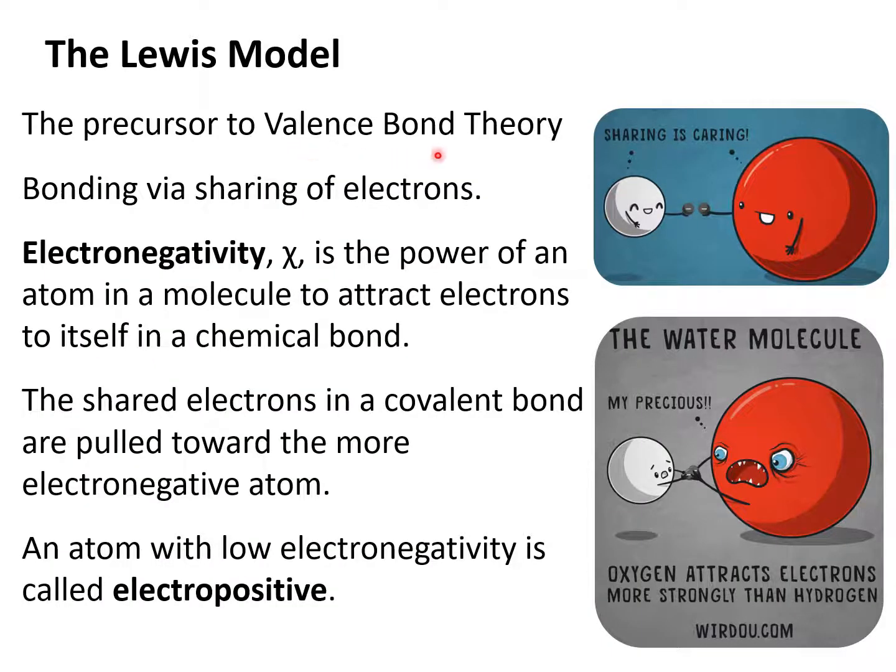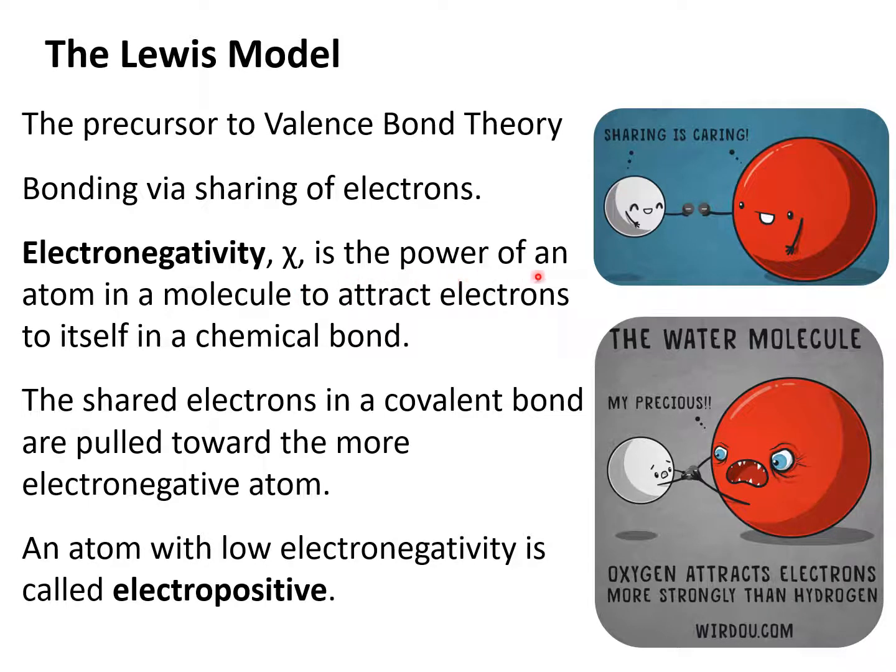The starting point for valence bond theory is the Lewis model, in which a covalent bond is formed by the sharing of electrons between two atoms in a molecule, as we see here. Now, although these electrons are shared, it's important to recognize that they may not always be shared equally. So, for example, oxygen attracts electrons more strongly than this hydrogen. To account for this fact, we introduce a new concept called electronegativity, represented by the Greek symbol chi.